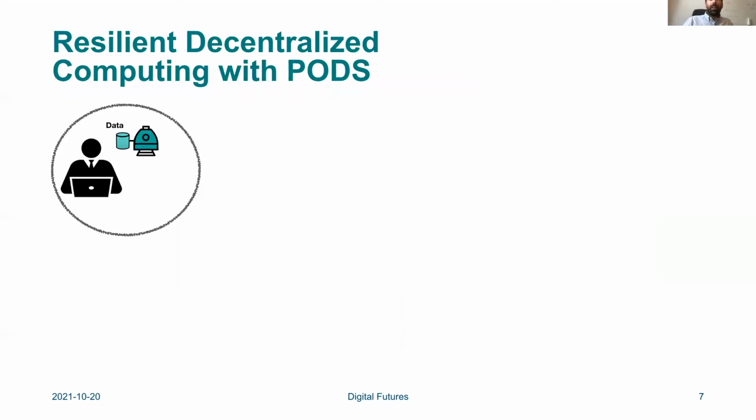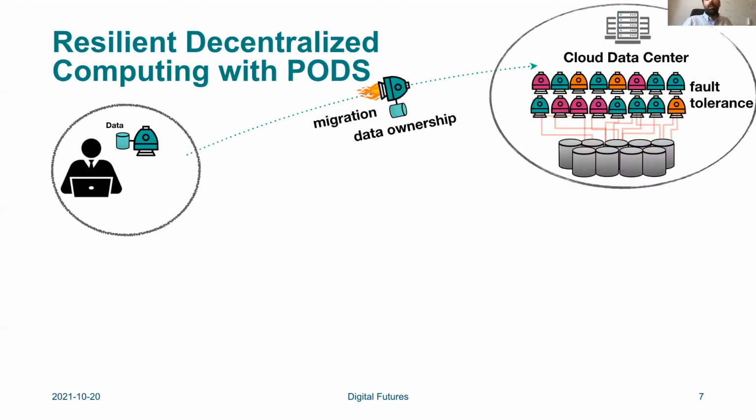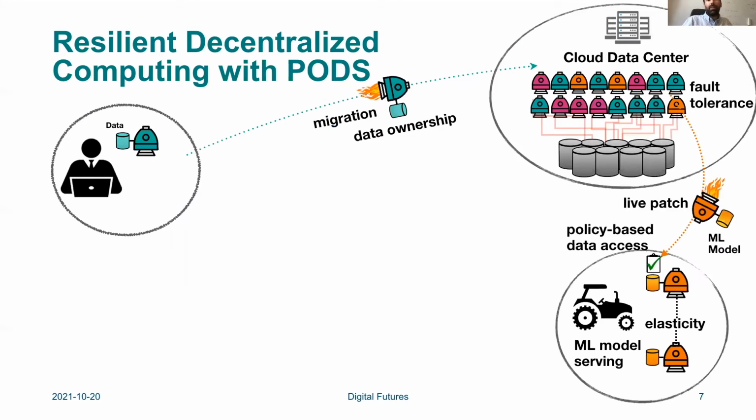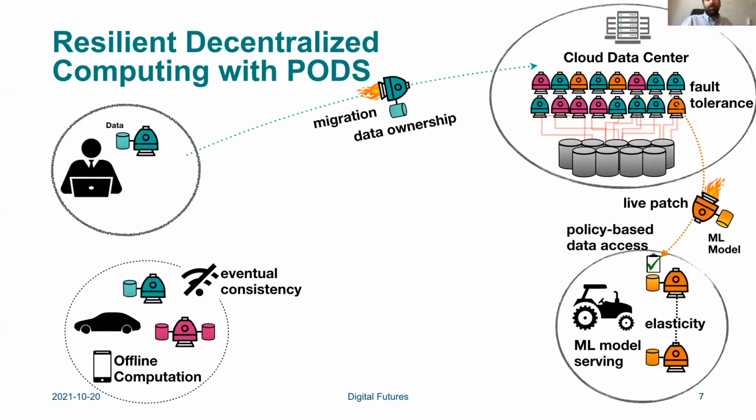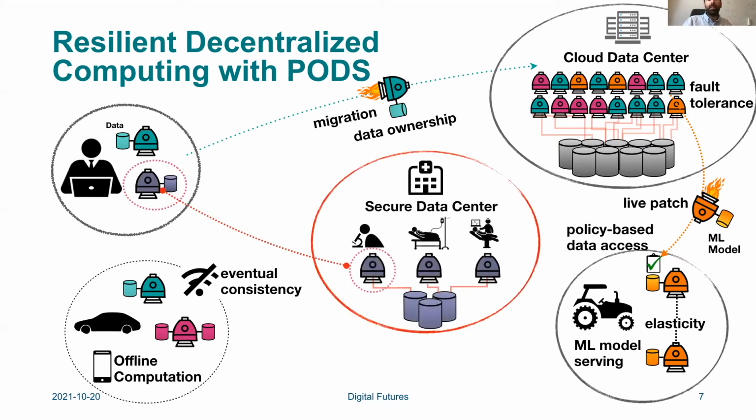In our approach, the compiler checks the code of a decentralized app for data consistency violations and also ensures resilience. The application logic is represented as so-called pods, which enable quite flexible application architectures. In particular, pods can migrate and serve live software updates or machine learning models, for example. Pods enable offline computation, and they also enforce data access policies, enabling privacy-preserving applications.